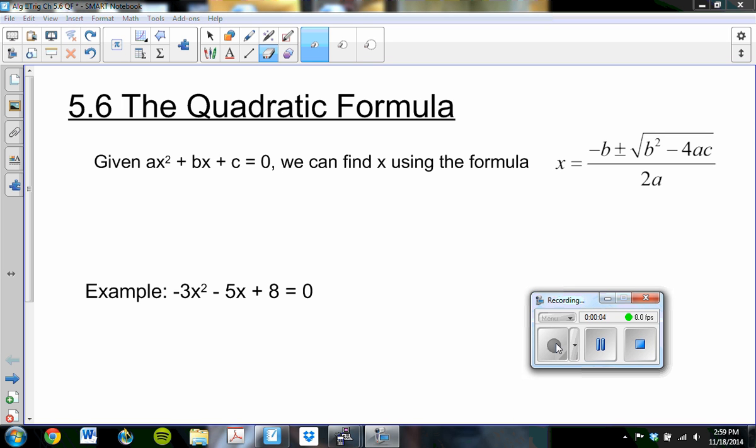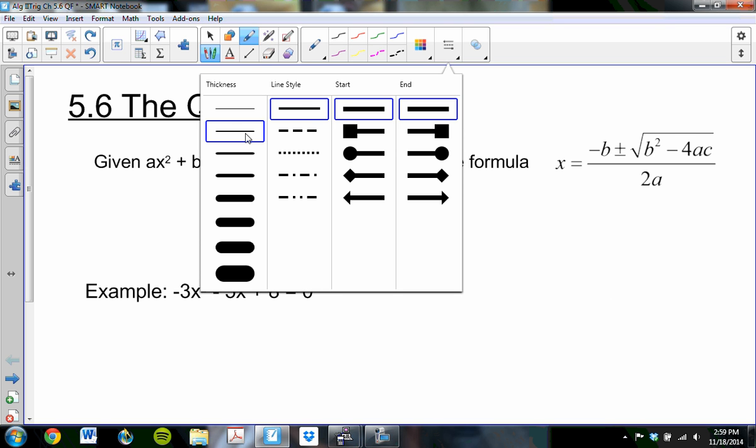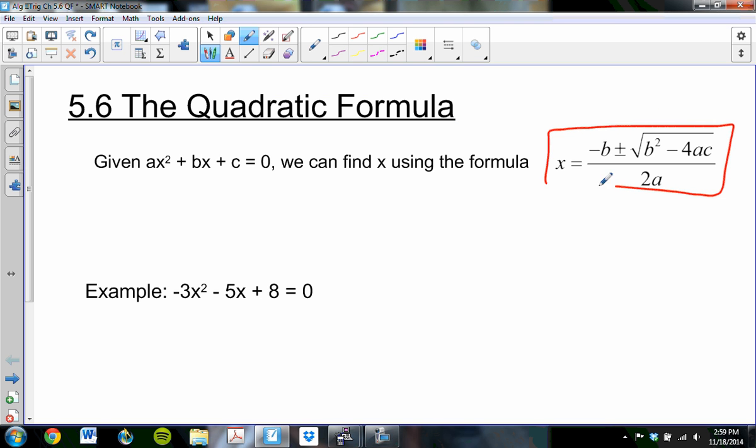2.6 quadratic formula. This should be review. Here's my quadratic formula over here. X equals negative b plus or minus the square root of b squared minus 4ac all over 2a. Remember, this division is basically the last thing that you do when you're dividing everything by the product, the quantity of 2a.